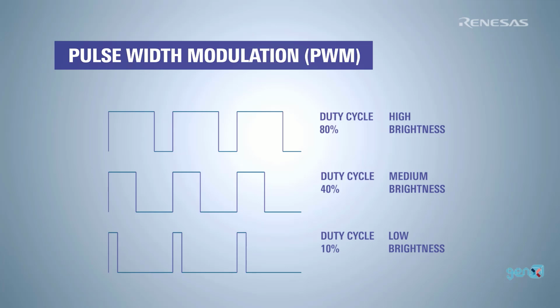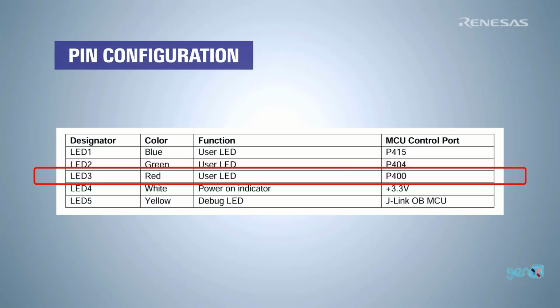When we supply close to 100% duty cycle, we see a bright light. As we decrease the duty cycle, we can see the light getting dimmed. In this exercise, we are going to see how to configure such functionality in e² studio.